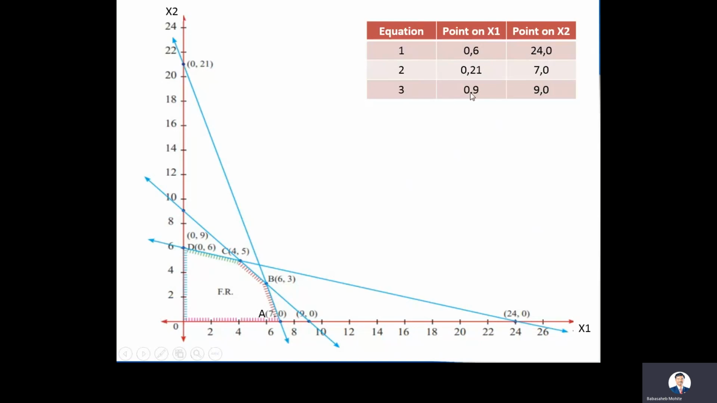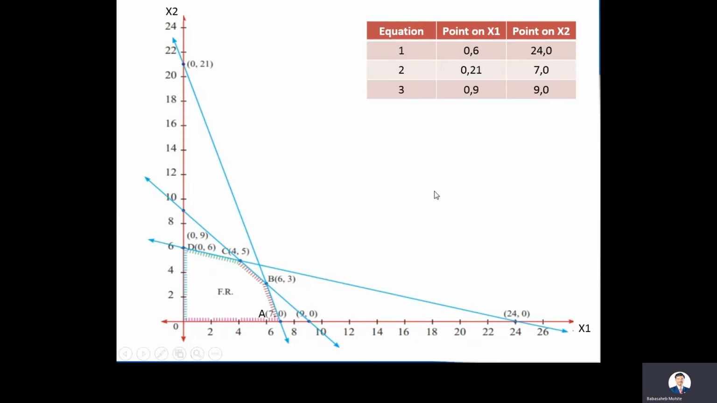For the third line, 0, 9 and 9, 0. This is my third equation line. So by considering the equations and their coordinate points, I have to draw a line which connects these 2 coordinates. On the basis of the equations, I have drawn these lines.